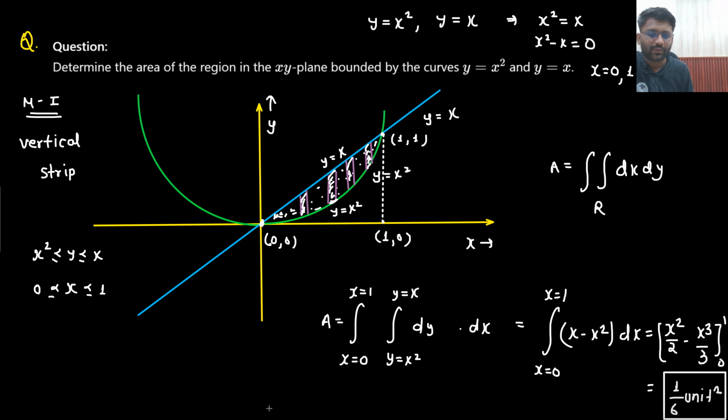That's it. Okay, here also you can see integral of f(x) dx, x going from a to b. What is it representing? It is representing the area. 1 by 6 unit square, that would be the answer. Method 2 could also be there, taking the horizontal strip.